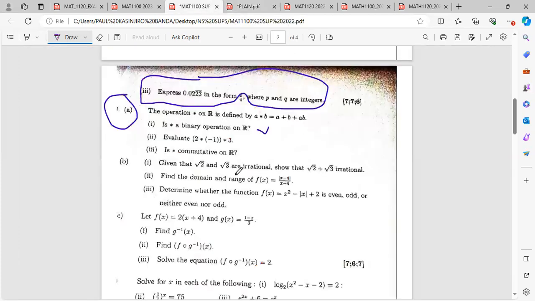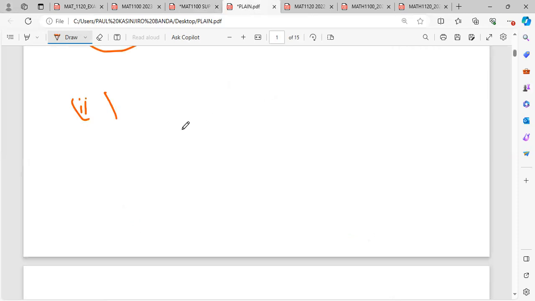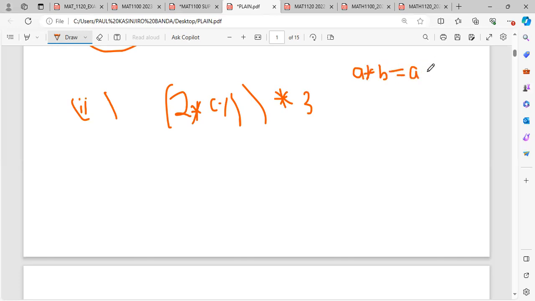Question 2 says we evaluate this using this rule here. So I have 2 star -1, in brackets, then star -3. What rule are we using to find this? We're using the same rule that we've been given in the equation: A star B is equal to A plus B plus AB.